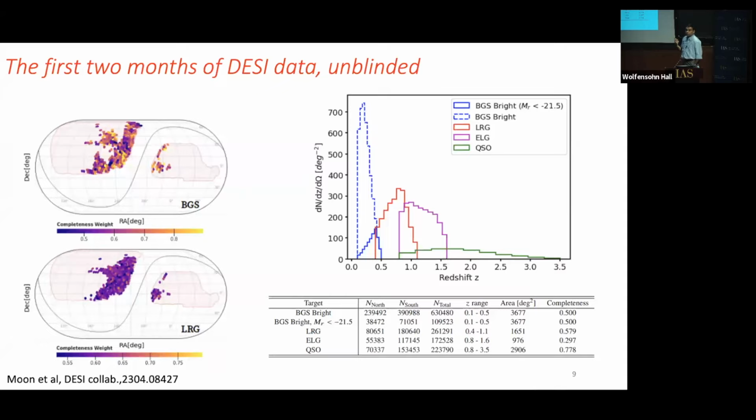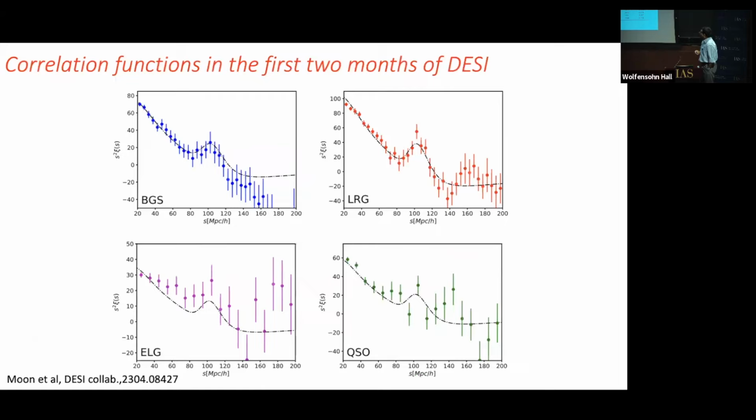There are lots of numbers here. I'm not going to walk you through the various numbers, except to point out that a lot of these numbers, for instance the LRG numbers, this is the numbers in the north and the south, that we had as the survey ran. These numbers in 2 months of data, I think Michael will probably notice, are maybe a factor of a few larger than what Sloan got by the end of the full Sloan survey. So just a sense of how much the surveys have gotten better.